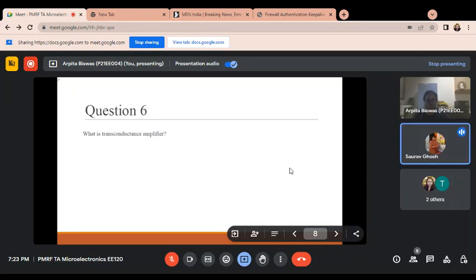Ma'am, it's actually the input is a voltage and in the output we get a current. Yes. So from the transconductance amplifier, what do we understand from it? You take your time. Try. At least try.